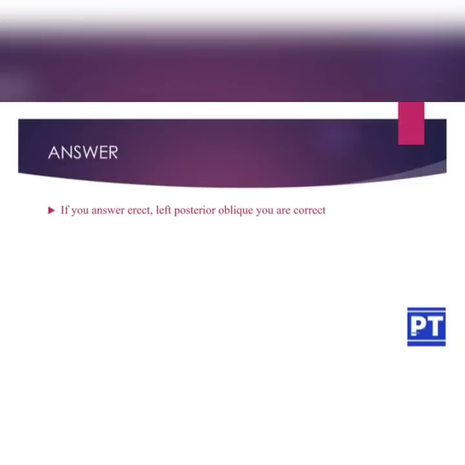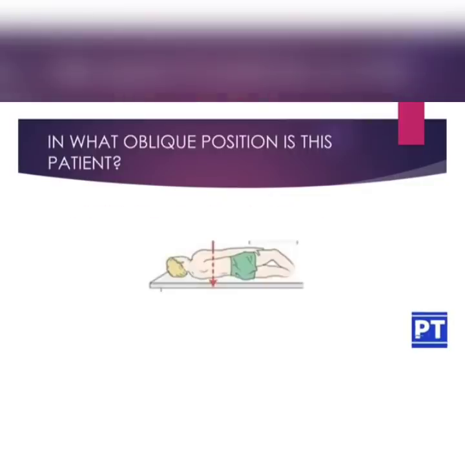It means the patient is standing, that determines the erect. Then the patient's left side is in contact, so left. Then the patient's posterior, meaning back aspect, is in contact with the image receptor. Then it is an oblique view. The patient has rotated, so the position is termed erect left posterior oblique. If this is the answer, then you are correct. In what oblique position is this patient?